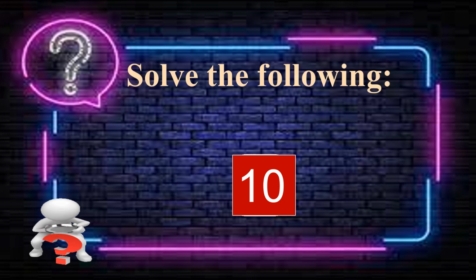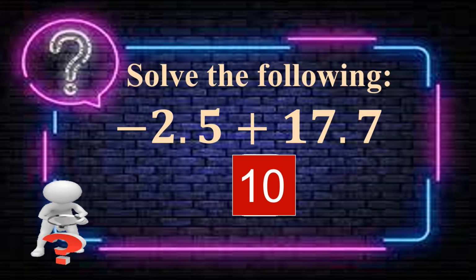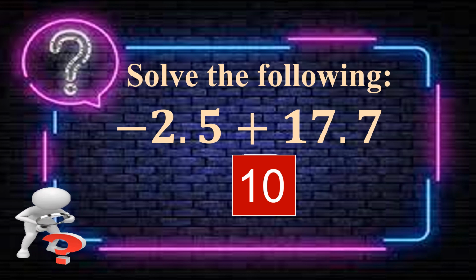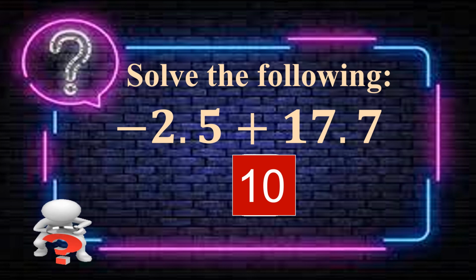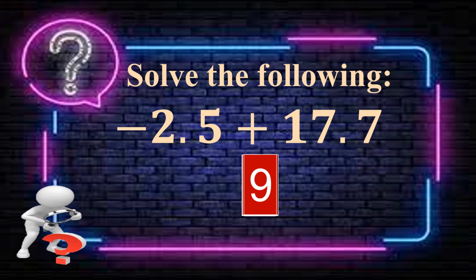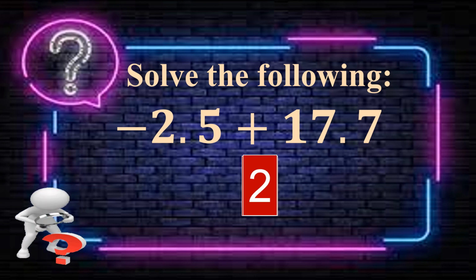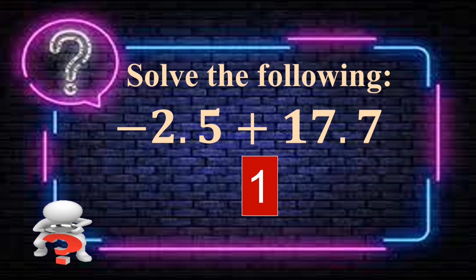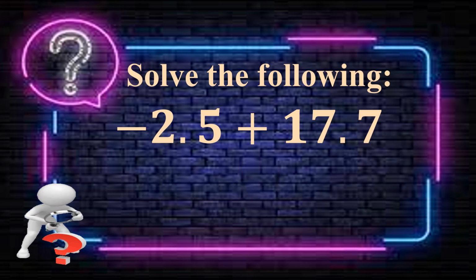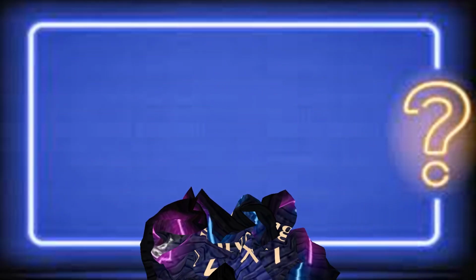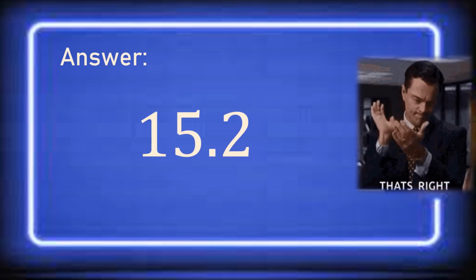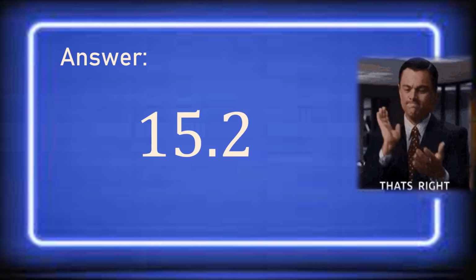Now let us have a short quiz. Solve the following in 10 seconds. Negative 2.5 plus 17.7. That's right. The answer is 15.2.